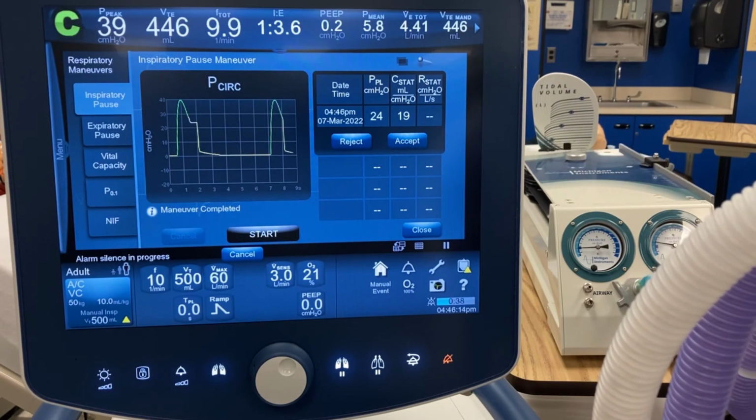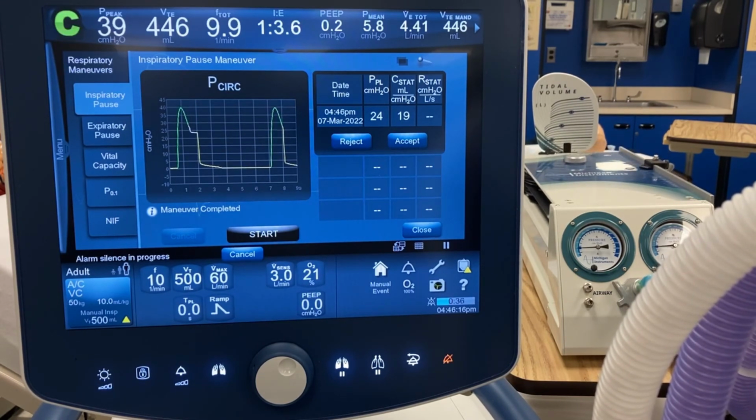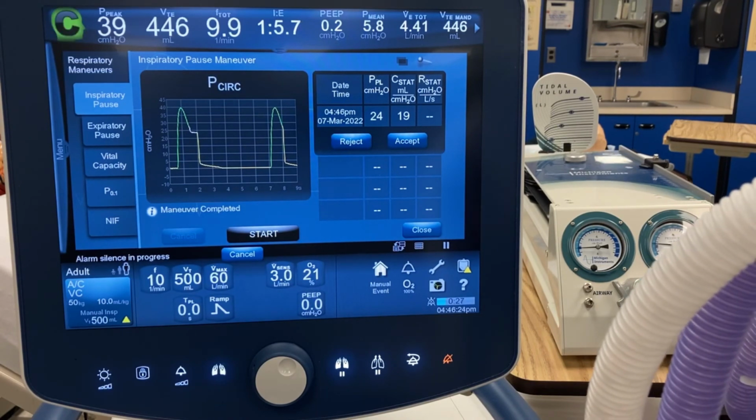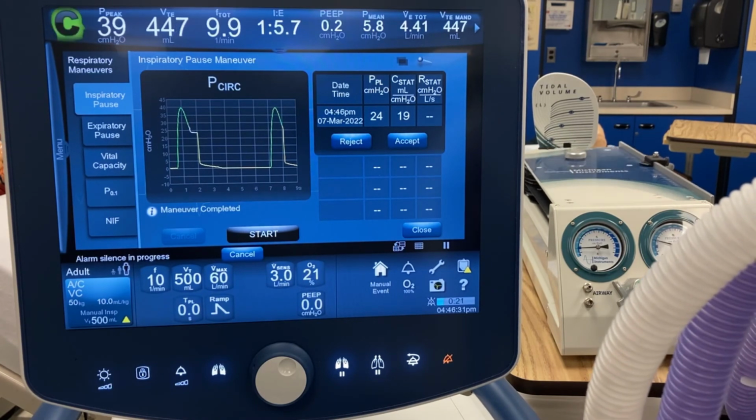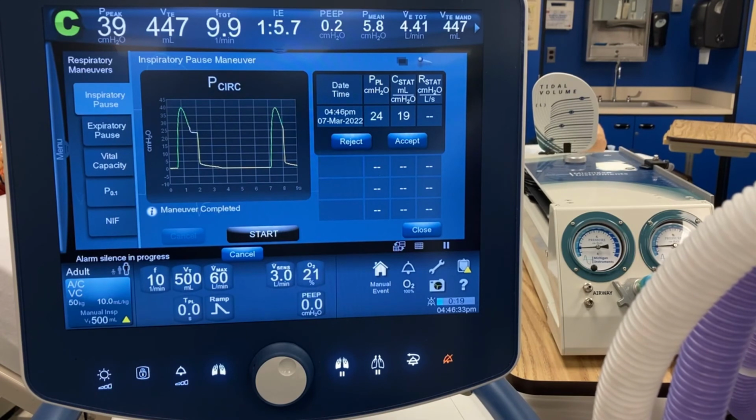So when we have compliance issues, the P-plat and peak both go up together, and the difference does not change. When we have a resistance problem, the peak goes up, but the P-plat should stay the same because there's no moving air when we get the P-plat. Therefore, that resistance that made the extra peak is not a factor.